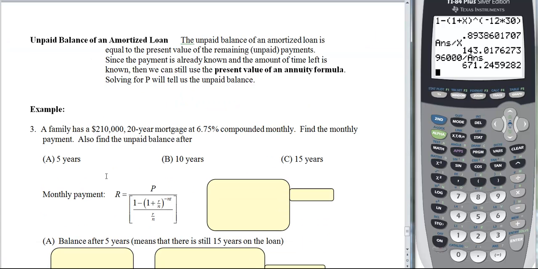So I've got another example here. A family has a $210,000 20-year mortgage at 6.75% compounded monthly. Find the monthly payment. Also find the unpaid balance after 5 years, 10 years, and 15 years. So the first thing we're going to do is find the monthly payment, which means I've got to use this formula. Why don't you stop me and put in the values and see if you come up with what I do.